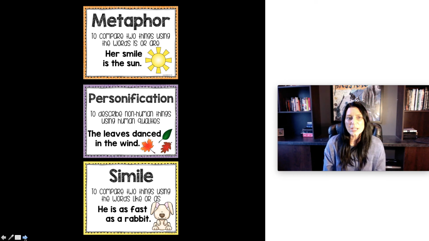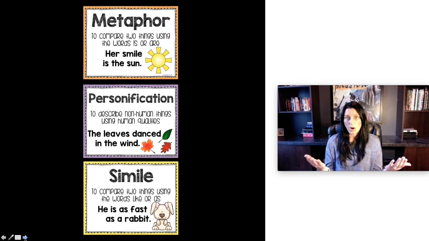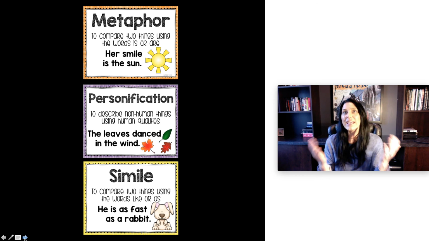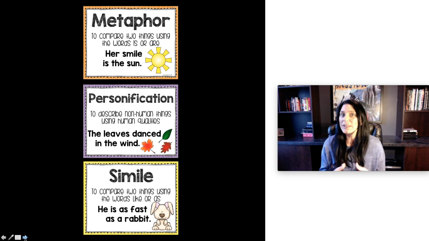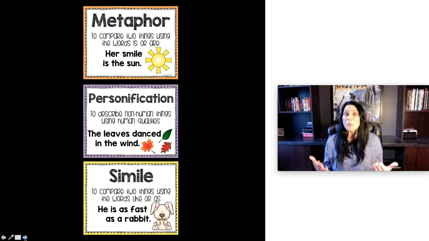A metaphor is a comparison between two things, and you use the word is or are to make the comparison. So you'll see the example up here. Her smile is the sun. Now, her smile really isn't the sun. You're just comparing her smile to the sun. The idea is that your reader knows how bright and cheerful the sun is, and so they'll be able to imagine just how bright and cheerful the character's smile is.